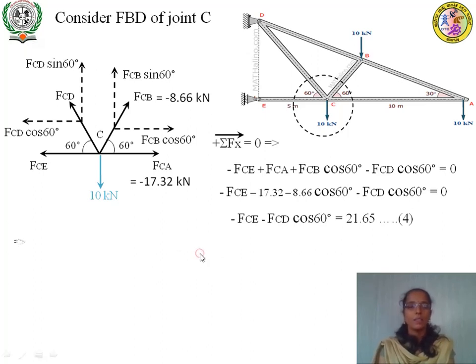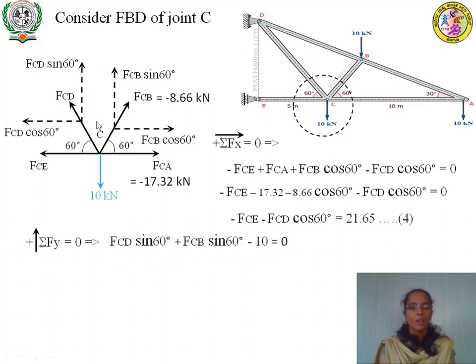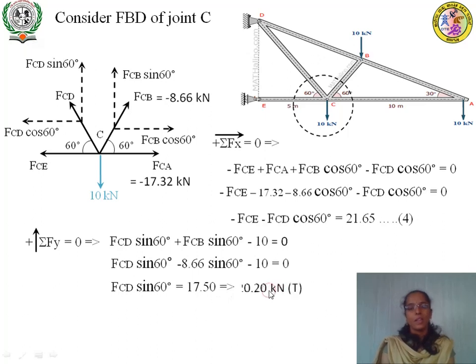Now we will apply sigma Fy equals 0. So that implies FCD sin 60 plus FCB sin 60 minus 10 equals 0. FCD sin 60 minus 8.66 sin 60 minus 10 equals 0. If you simplify it, FCD sin 60 is equal to 17.5. Hence, FCD will be equal to 20.2 kilonewton, that is tensile. So CD is under tension.